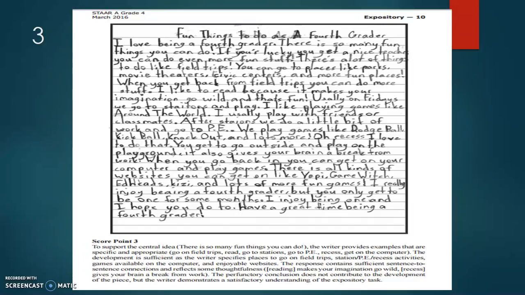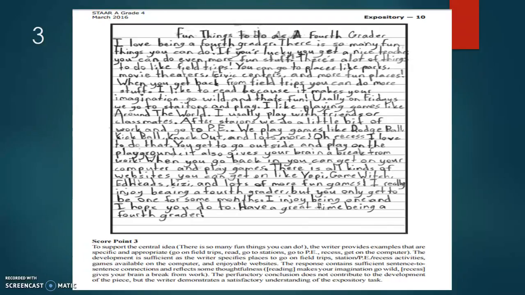This is fun things to do as a 4th grader. So this 4th grader chose to do also a title. Says, I love being a 4th grader. There's so many fun things you can do. If you're lucky, you get a nice teacher, you can do even more fun stuff. There's a lot of things to do, like field trips. You can go places like parks, movie theaters, civic centers, and more fun places. When you get back from the field trips, you can do more stuff.